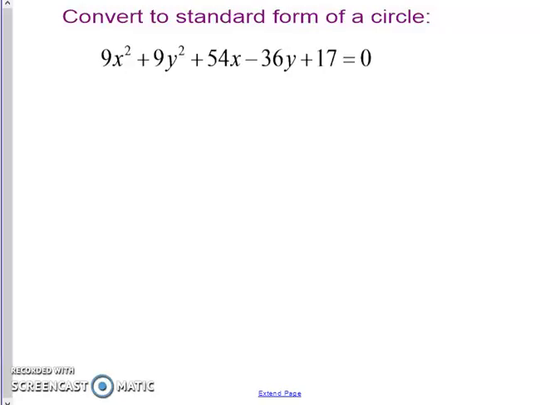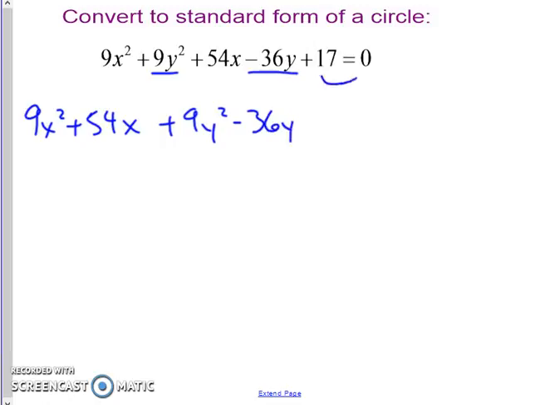Okay, so again we have an equation of a circle here, but we're going to rewrite it in standard form. In this case, again, we need to complete the square for our x value, so I'm going to group those together. And then we need to complete the square for our y value, so I'm going to group those together as well. And then I'm going to take 17 and subtract it, so I move it to the other side.